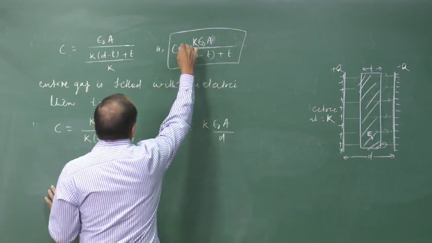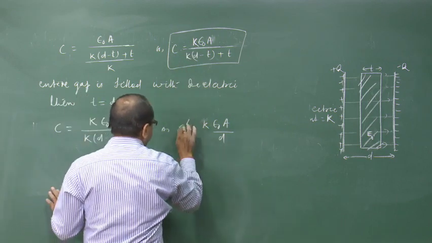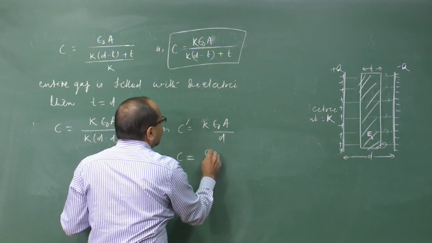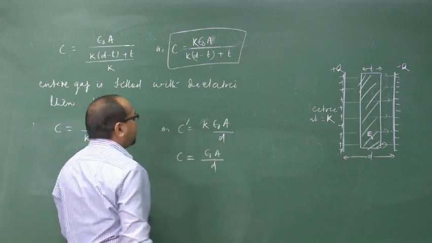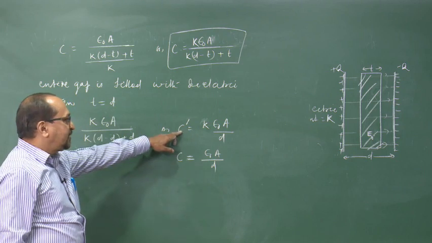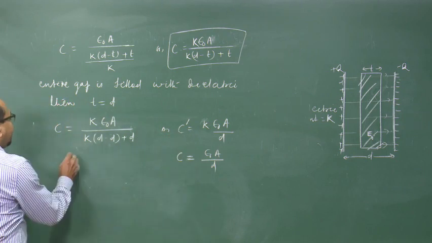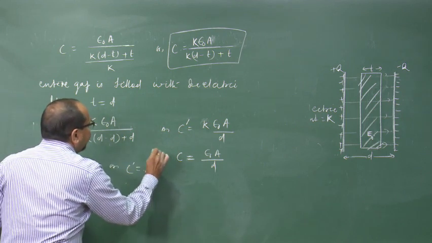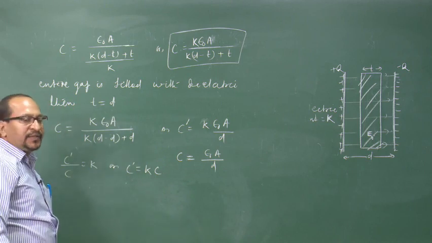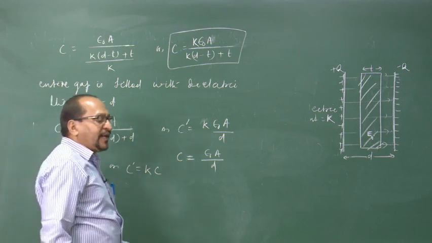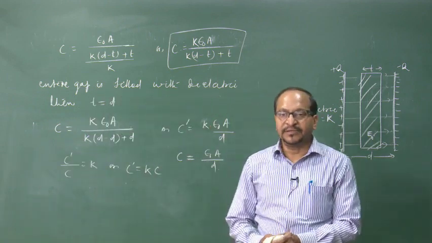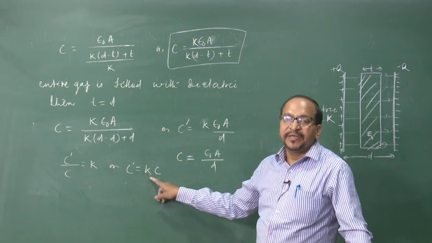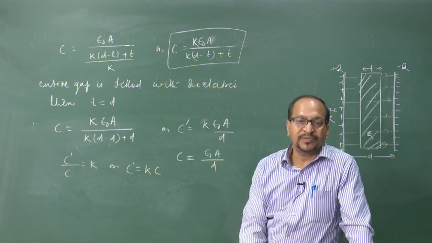So, let this C we write as C dash to distinguish it, the capacitance of the parallel plate capacitor when the plates are separated by only an air gap. So, you can see that C dash by C is equal to k, or C dash is equal to k into C. That means the introduction or filling of the dielectric material between the plates of the capacitor is enhancing its capacitance, and the capacitance is increasing by k times, where k is the dielectric constant of the material.